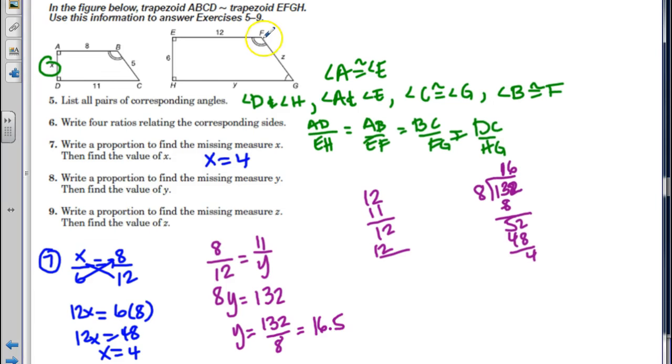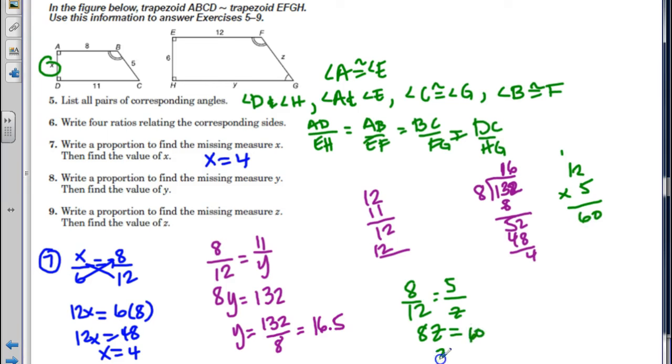And then let's go ahead and find z here. So 8 over 12 equals 5 over z. So 8z equals 12 times 5 is 60. Or z is 7 and 4/8 or 7.5. All right, so that's how you find the missing measures.